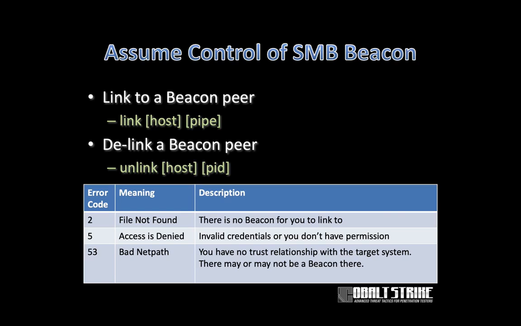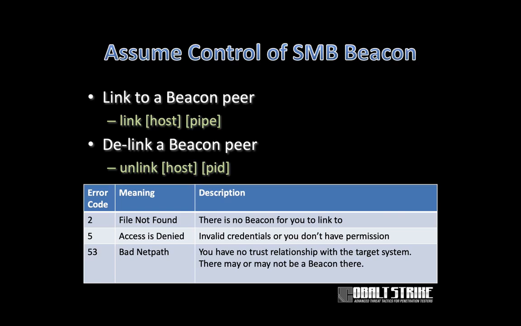If you want to disconnect from an SMB beacon, use unlink, the hostname, and the process ID, and that will have your current beacon disconnect from its child beacon, and that beacon will go into a state where it is now waiting for a new connection from another beacon parent.